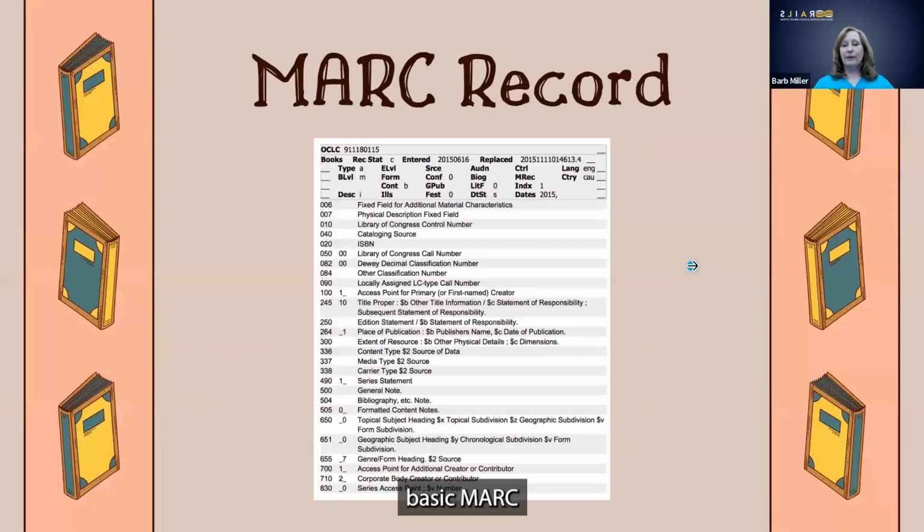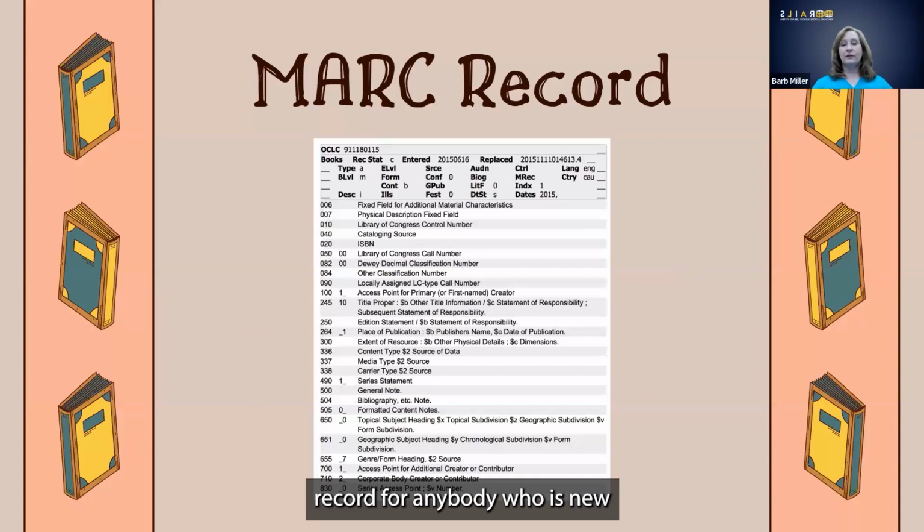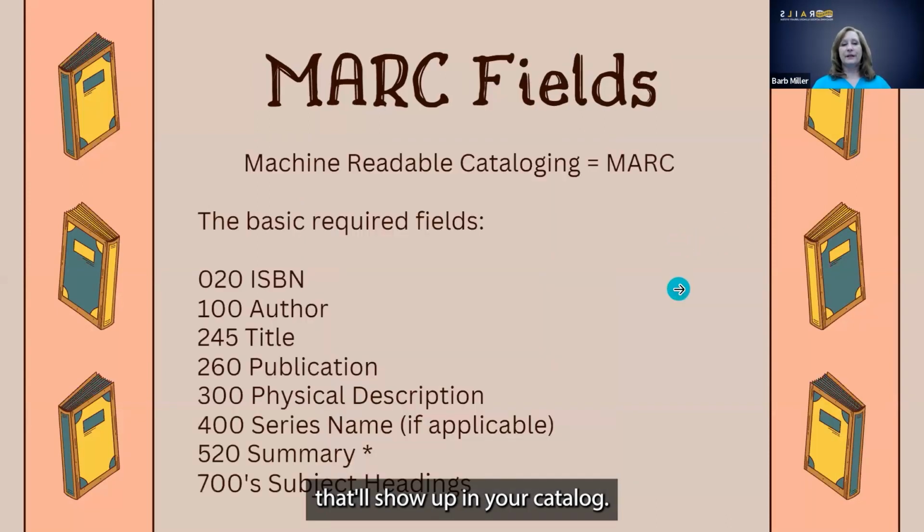Here is a basic MARC record for anybody who is new and might not be familiar with what I'm talking about, or you're like, aha, now I know what it is, but this is just an overview of a general MARC record. We have all of the fields here and they have what's called tags, and they all correspond to different pieces of information that'll show up in your catalog. So it stands for machine readable cataloging.